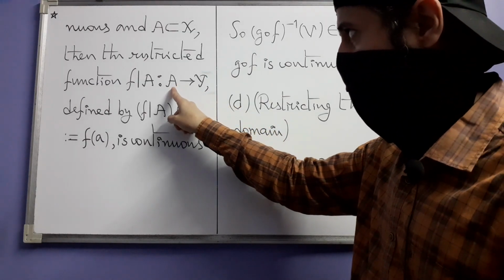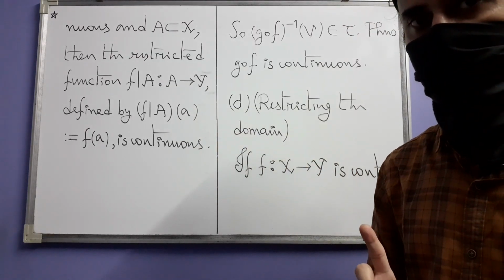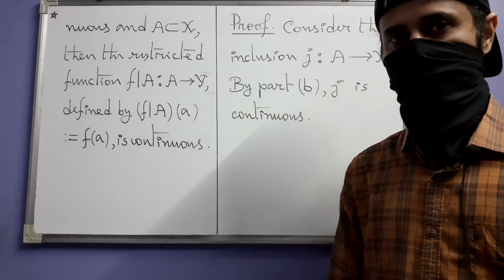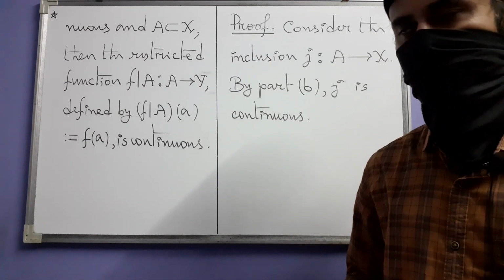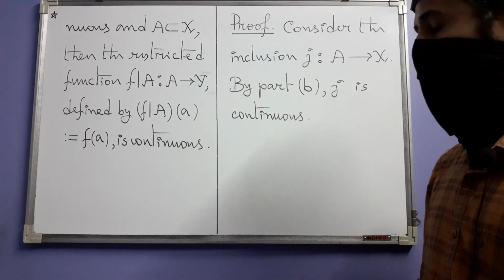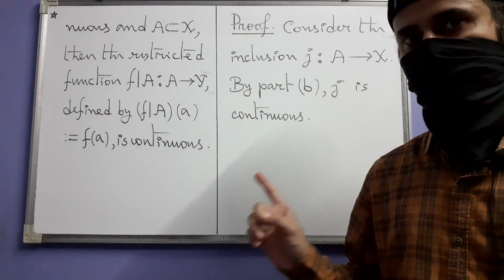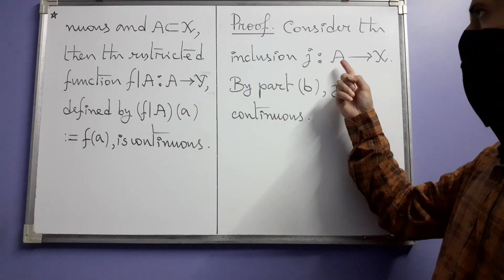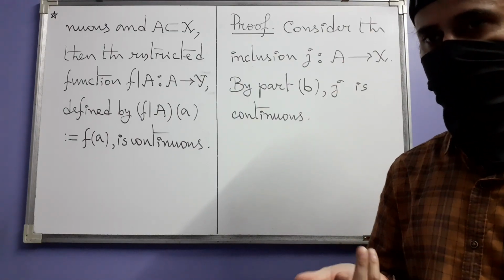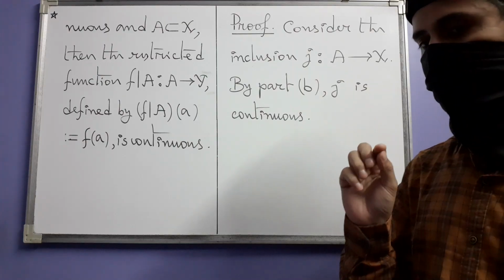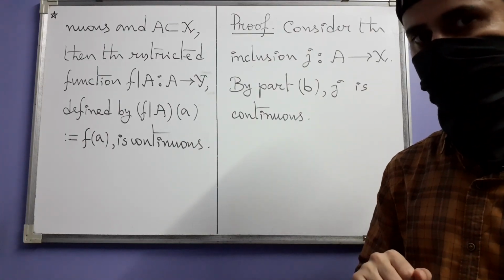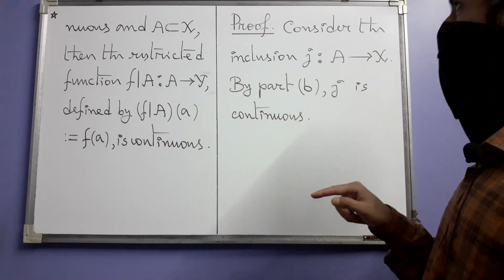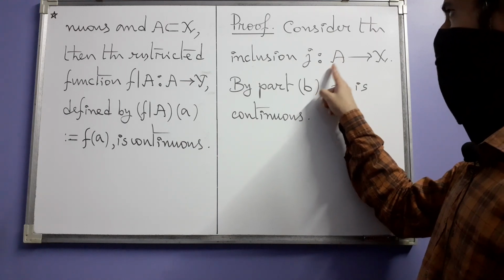But the topology on A is not exactly the topology on X. It's the subspace topology that A inherits from tau. Now, instead of proving it from scratch, which you can do if you want, we are going to use the already proved parts to have this result quickly. You consider this inclusion function from A into X, which of course you know what it is. It takes any point from A and then gives that point back to you as the output. If you take any point from A as input, then that point itself is the output. That is the inclusion function from A into X.